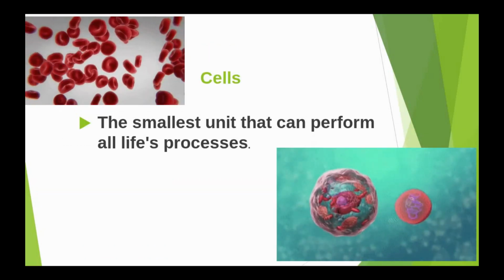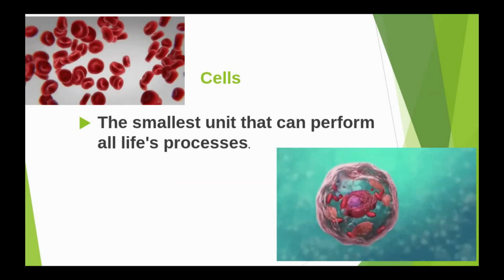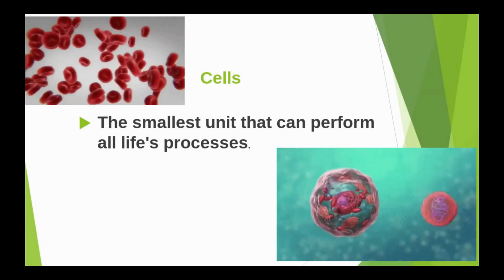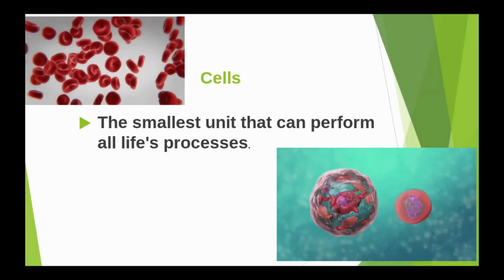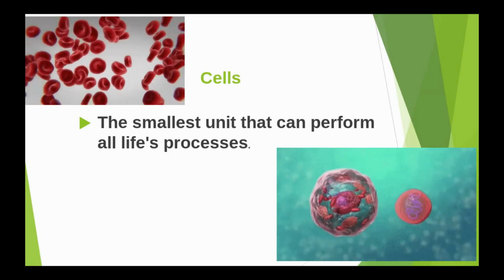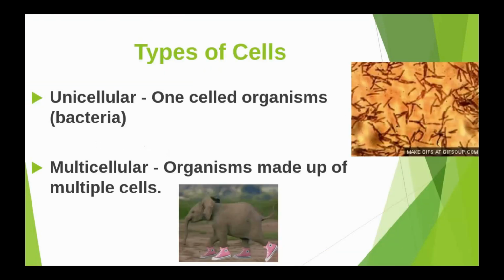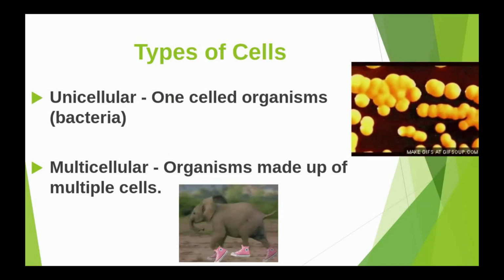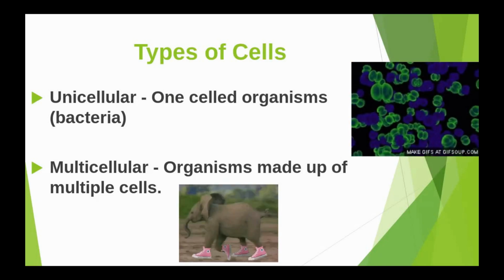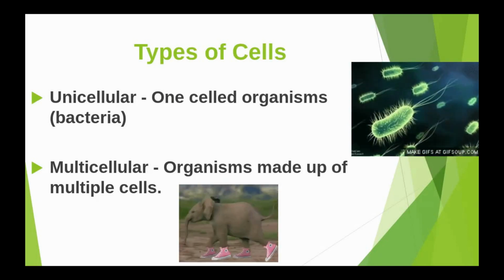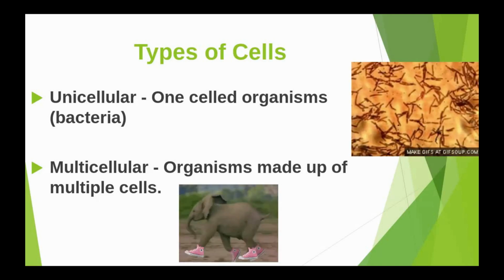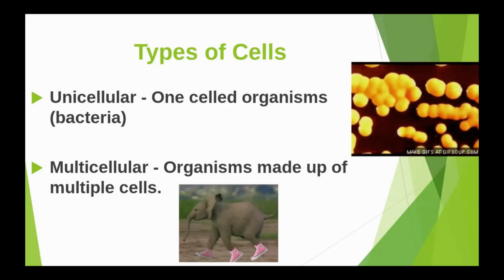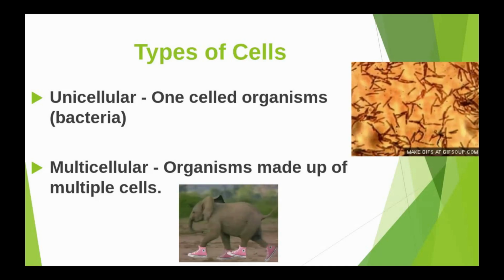So we'll look a lot this year at cells. The cells are the smallest unit that can perform all of life's processes that actually meet all of the characteristics of life. So the cell is the smallest unit that can be considered alive. Going down, looking at specific types of cells, we've got unicellular or multicellular. A unicellular organism is going to be a single-celled organism that can function on its own. A multicellular organism is going to be an organism that's made up of lots of different types of cells.